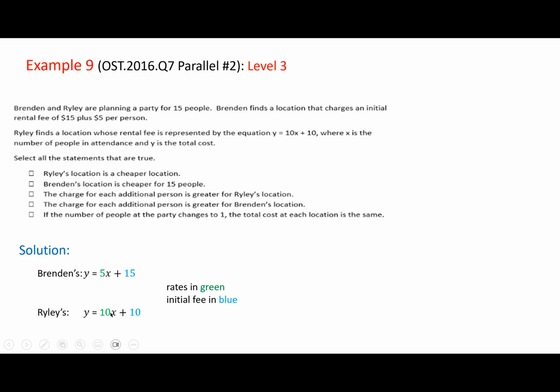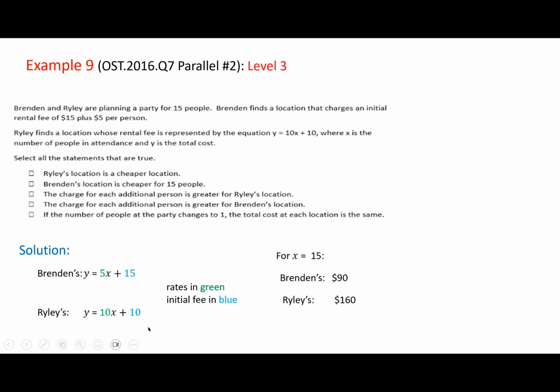So if you put x equals 1 here, you get 20, 20. You do the same. If you put x equals 2, for instance, here you will have 30, here you will have 25. This will be cheaper. So it's not always cheaper. So Riley's location, is it always the cheaper location? The answer is no. But let's see for 15 people what happened. 15 here, 90. 15 here, 160.